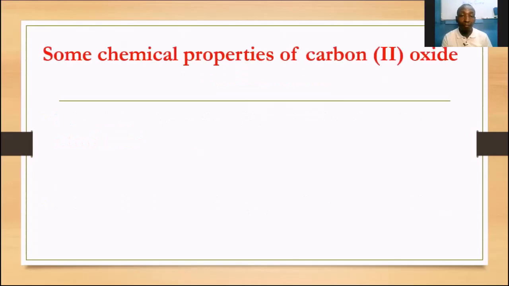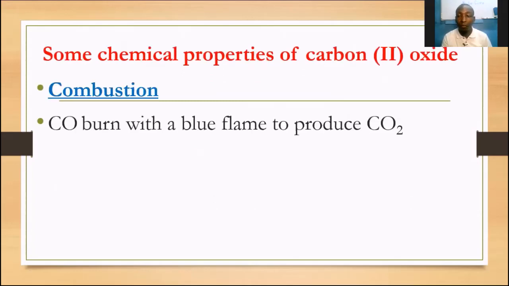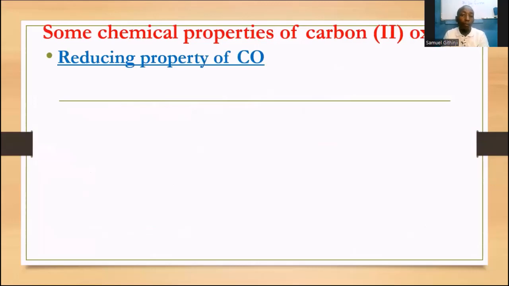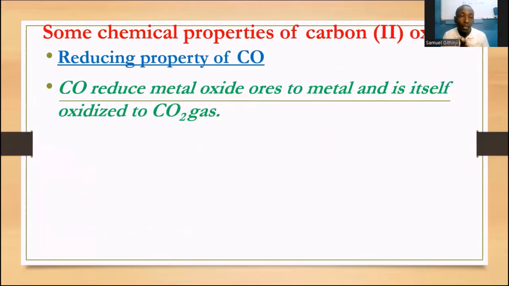Good. Some chemical properties. Combustion. Carbon 2 oxide burns with a blue flame. Carbon 4 oxide is formed. Then going on, the reducing property of CO. That is CO, carbon 2 oxide, has a very good ability to reduce metal oxides, of course, of metals lower in the reactivity series. And of course, it's always oxidized to carbon 4 oxide.